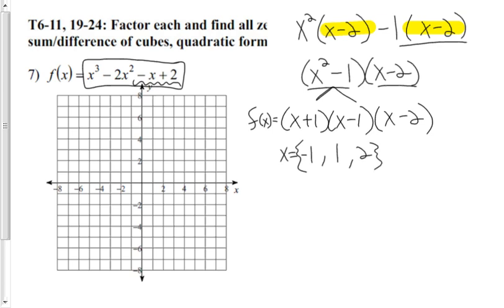So if we're going to graph this now, we're going to plot those x-intercepts. So negative 1, 1, and 2. Looking at the equation, we know also that the y-intercept is positive 2. So I'm going to plot that point. And that's useful because it'll help us guide our connecting of the dots. It'll also help verify that our end behavior looks correct.